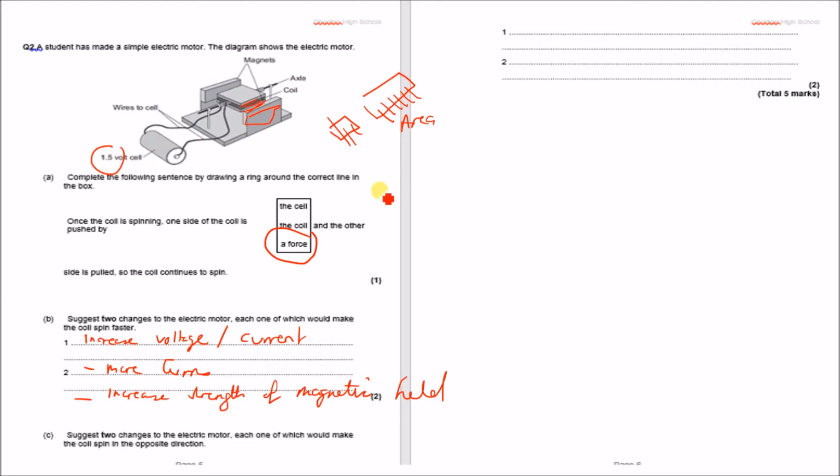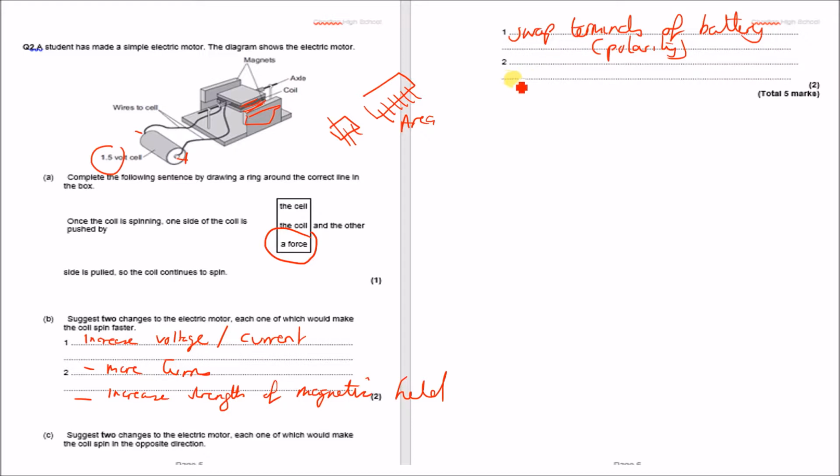So suggest two changes to the electric motor, each one which would make the coil spin in the opposite direction. Well, if this was positive and this side was negative, then we could flip this around. So if we swap the terminals of the battery, okay, this is often called the polarity. So that's whether it's positive or negative on each side.